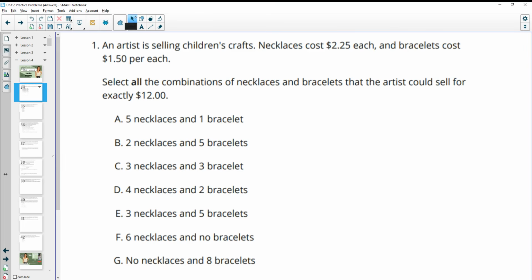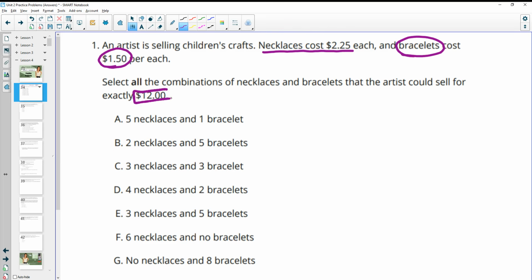Number 1 tells us that an artist is selling children's crafts. Necklaces cost $2.25 each, and bracelets cost $1.50 each. Select all combinations of necklaces and bracelets that the artist could sell for exactly $12.